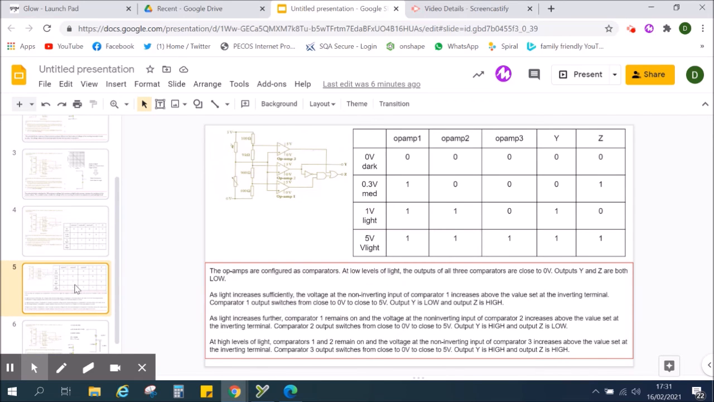This next slide, I have tried to put my description now into words, so telling a story, just like I was a minute ago with the table. You're starting at low light levels. The output of all 3 comparators are close to 0 volts. Output Y and Z are both low or off. As the light increases sufficiently, the voltage at the non-inverting input of the comparator increases above the value set at the inverting terminal, comparator 1, and then it tells the story, and it goes on, okay?